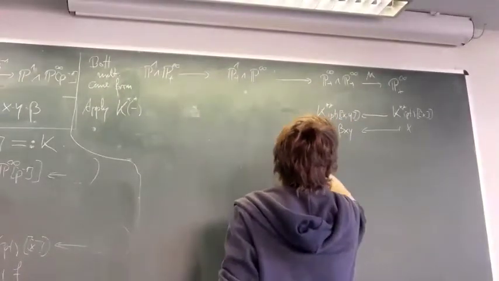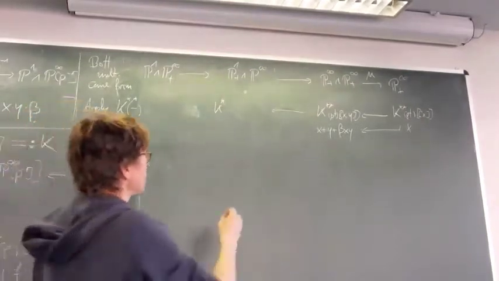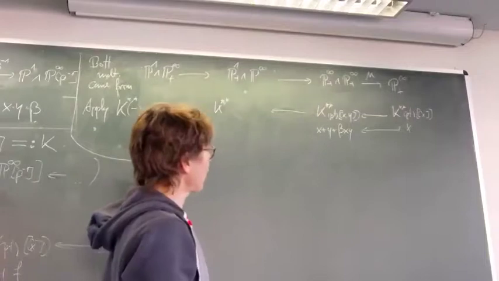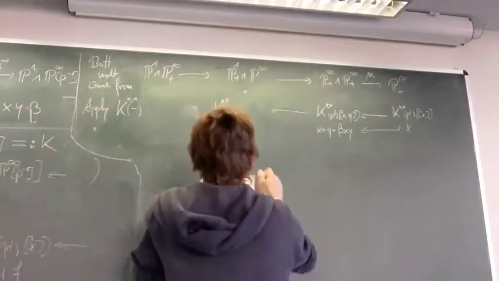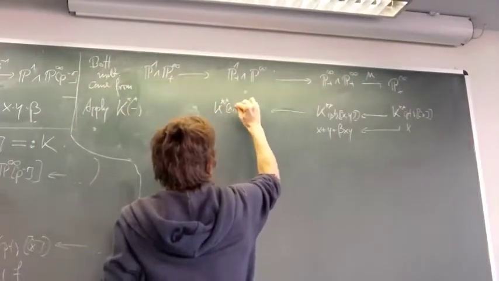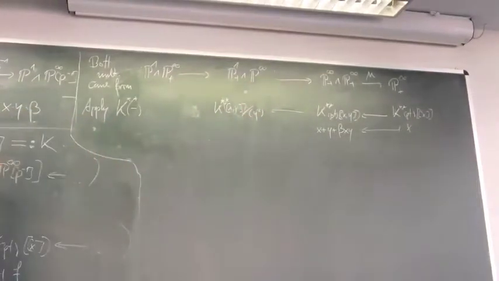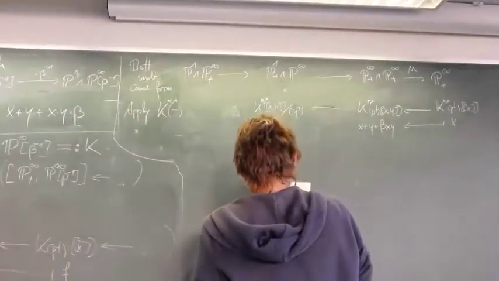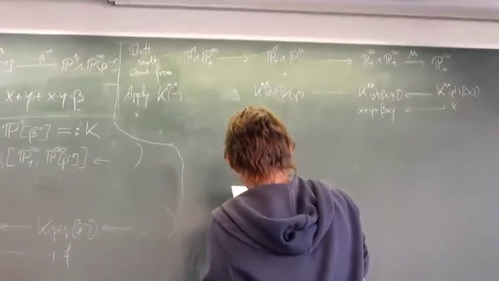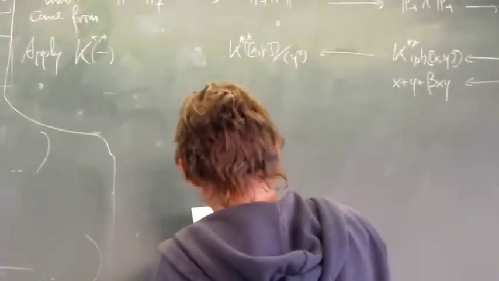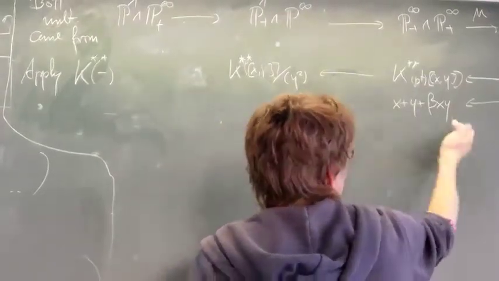Now we restrict it along the inclusion map of P1 into P infinity. We also know what that does. It truncates the power series in the case of P1 down to x squared. That's power series in x and y, but modulo, let's say, y squared. Well, that doesn't change anything because there's no y squared.